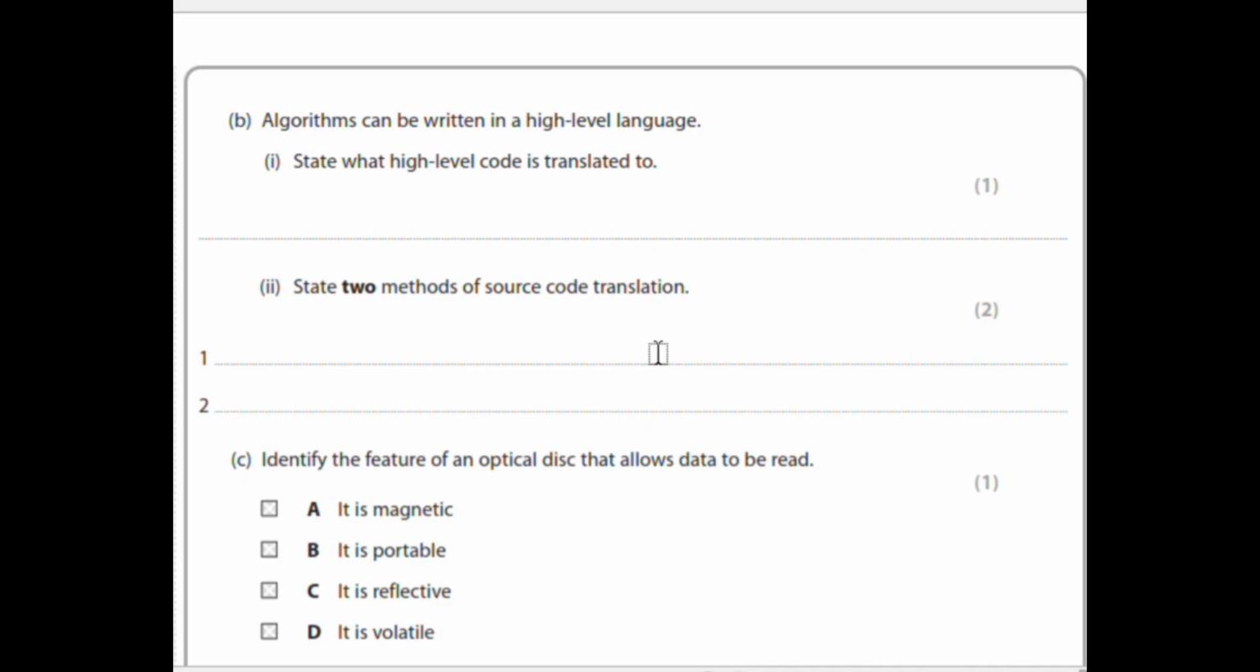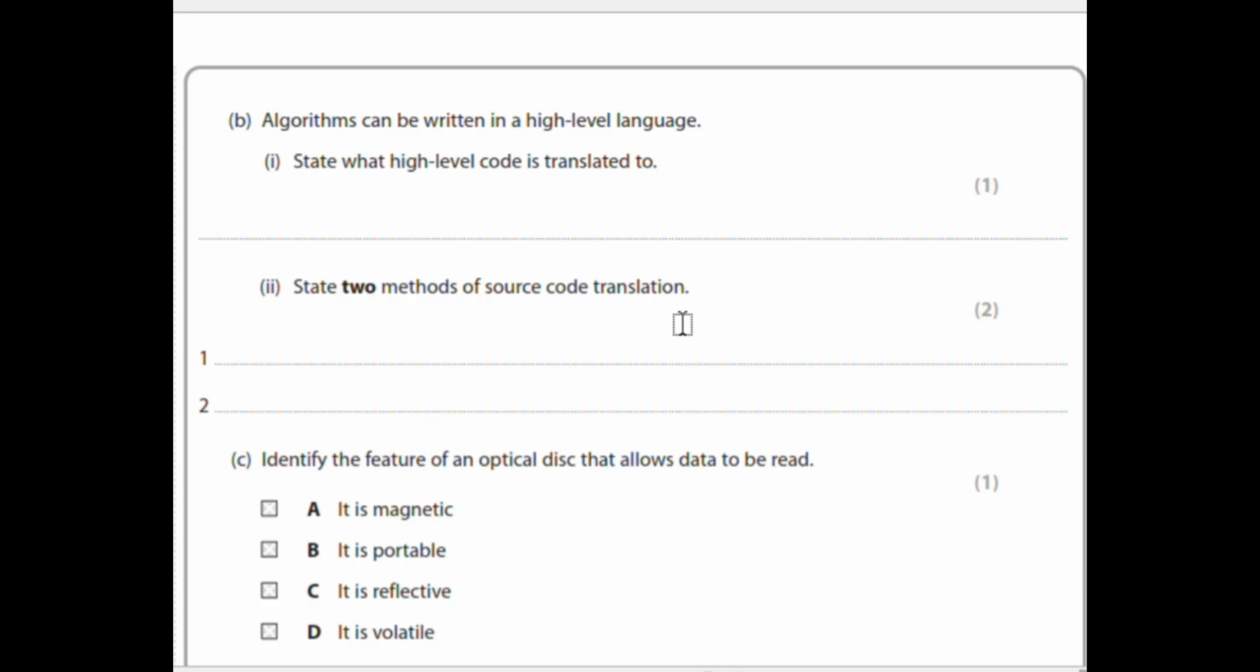Compilation, whereby we use a compiler. Another one is interpretation, using an interpreter. So those two methods, a compiler or an interpreter, can be used to convert a high level language into a low level language, or low level code, or an object code. So we have compilers and interpreters, or compilation and interpretation.